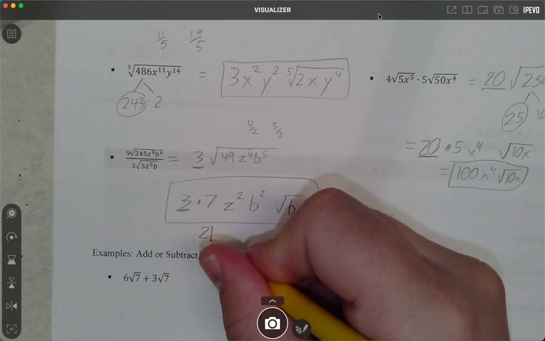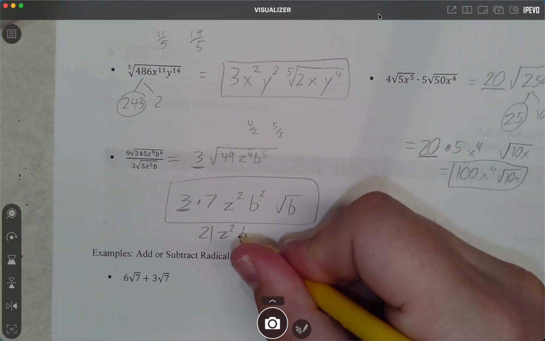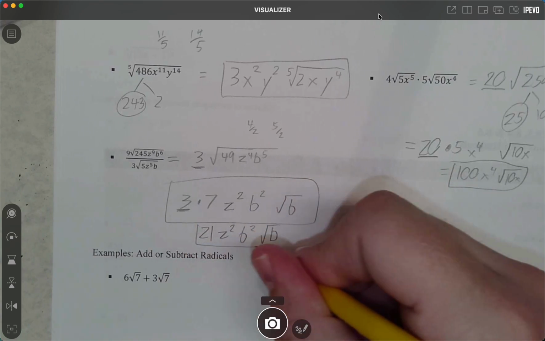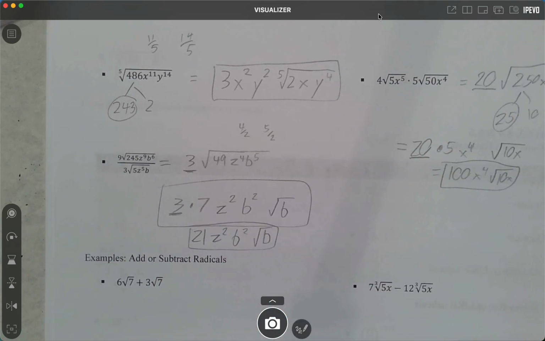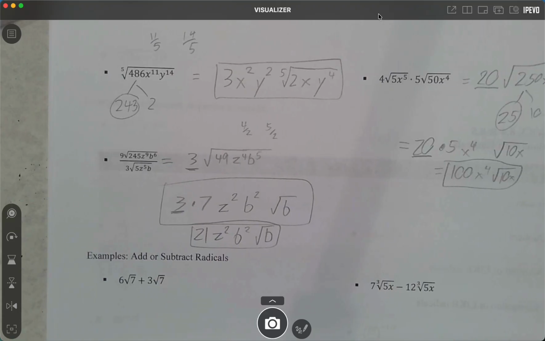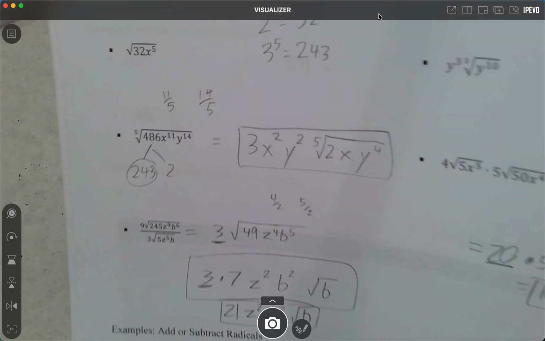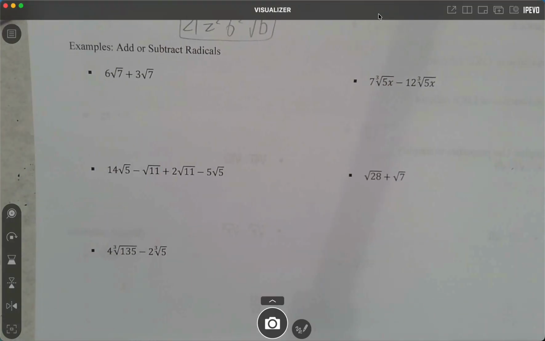Whoops, so sorry, that should be 21. Z squared, b squared, square root b. All right, just make sure you end up multiplying that 3 times 7. Okay, that honestly to me is kind of the harder part of the section. Let's move on now and get to some of the easier parts because these are a lot simpler.